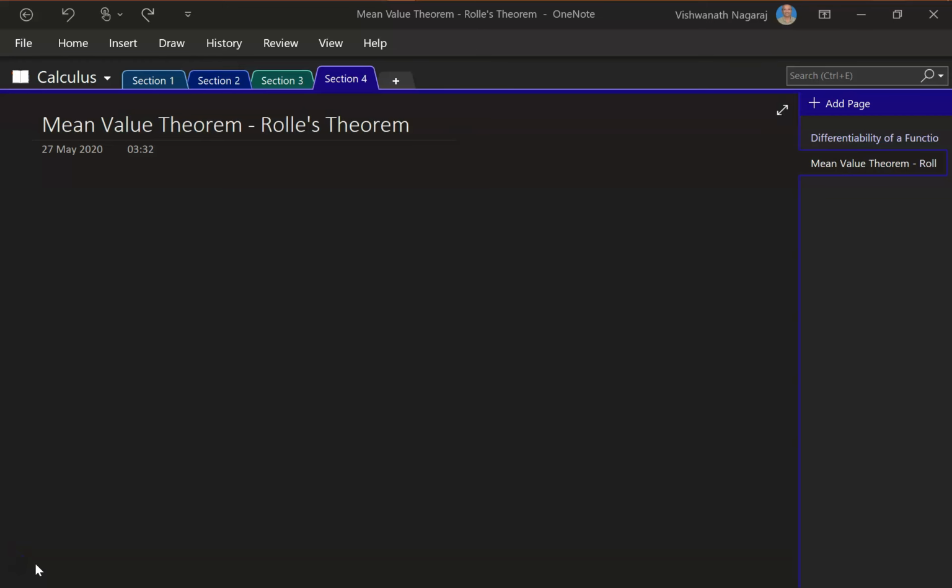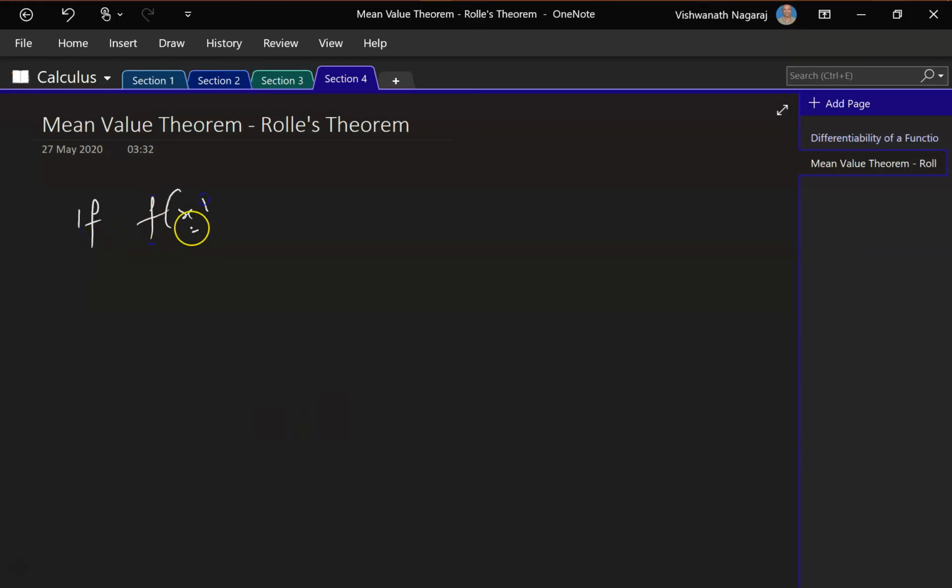Let's look at Rolle's theorem. Rolle's theorem is one of the mean value theorems, and it gives you some idea about a point in between two other points. Okay, so let's look at the statement of this theorem.